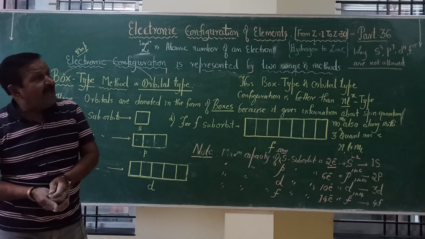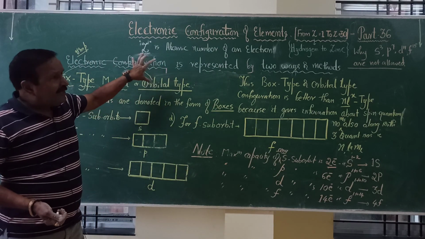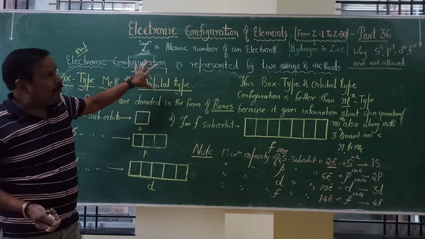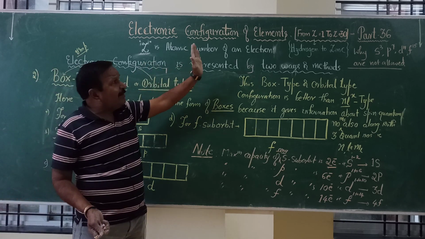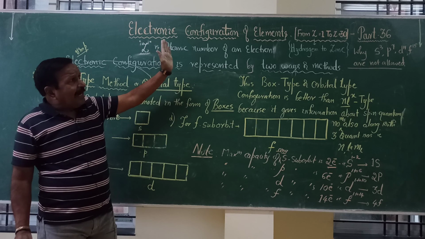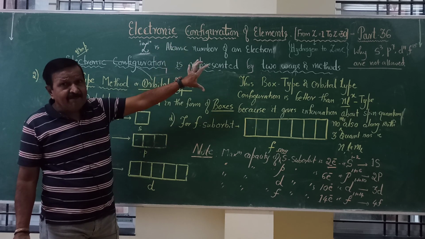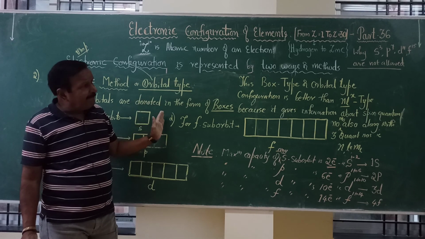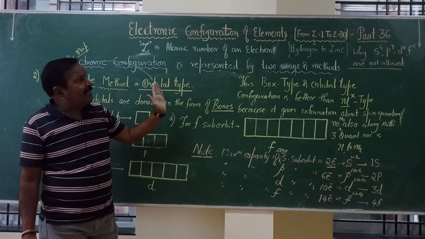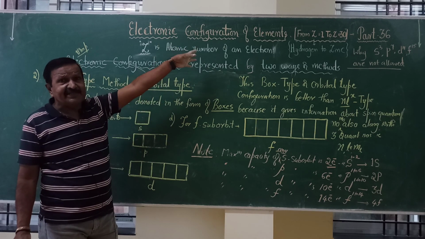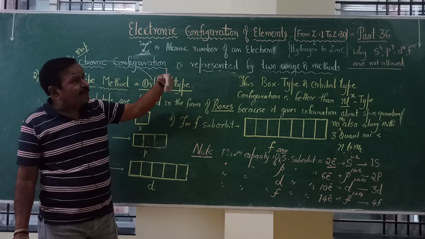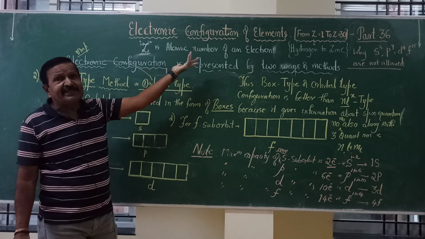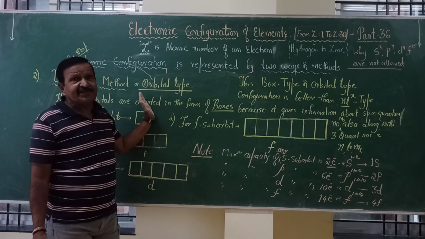With this background, we are going to write the electronic configuration of elements from hydrogen to zinc minimum, and in that two exceptions you get, chromium and copper. Okay, that I will continue in my part 37. If possible, I will try to finish it. Otherwise, 37, 38 may be the end of this chapter.